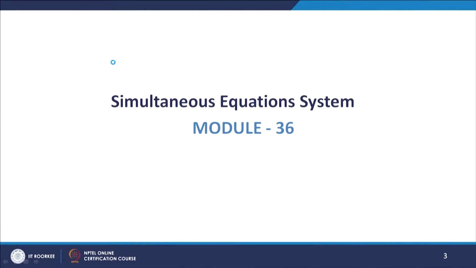This is module 36 of the course on econometric modeling. I welcome you all. We were discussing the simultaneous equation system in module 35, and I further continue with the discussion on the problem of identification in this module, and then go on to the discussion on estimation and inference.